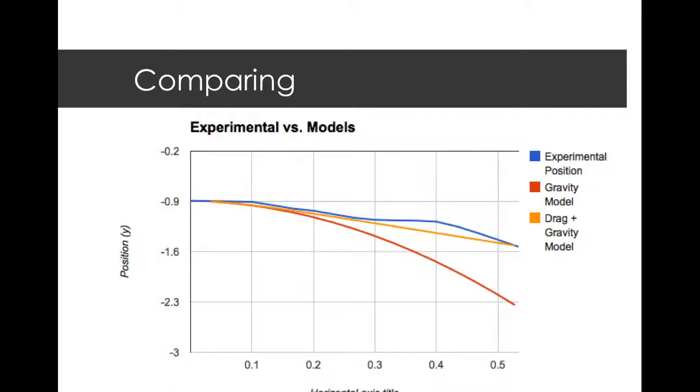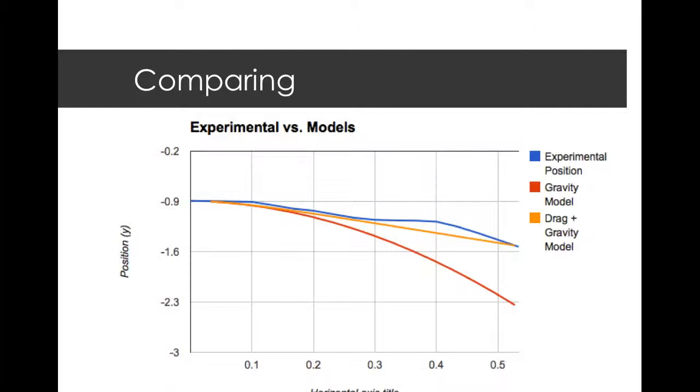Using a Google Docs spreadsheet, I was able to construct a graph that compared the experimental motion extracted from Tracker with the two models that were constructed. As seen, the model with the drag force predicted the motion of the slinky more accurately compared to the model that only took into account the gravitational force. However, there were still some discrepancies between the models, as shown.